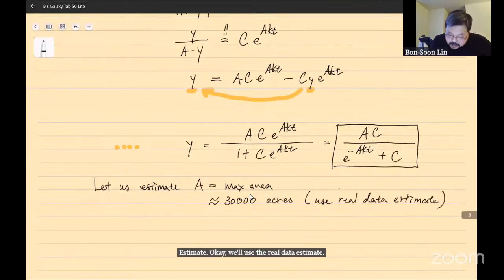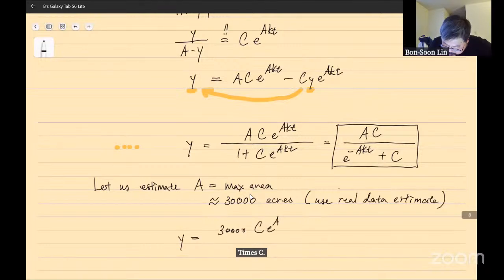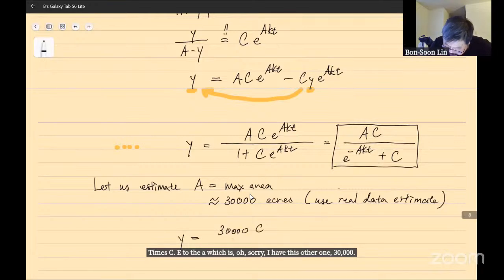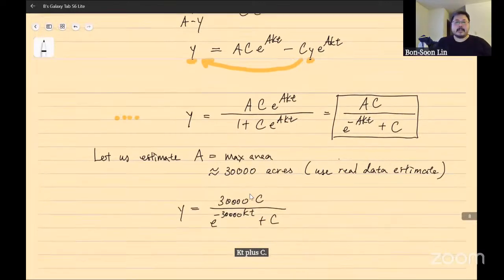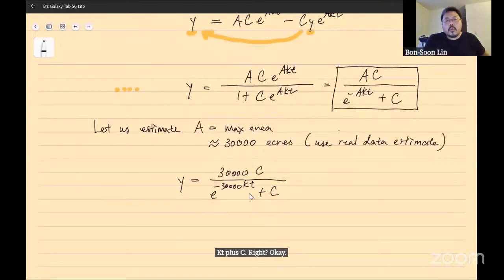Okay, that's great. So that means my Y function now reads 30,000 C divided by e to the negative 30,000 KT plus C, right? Okay. Now, what is C and what is K? First of all, C shows up in two places.